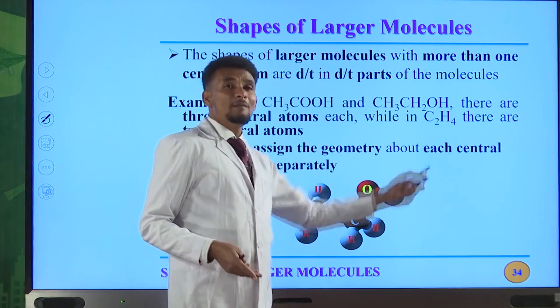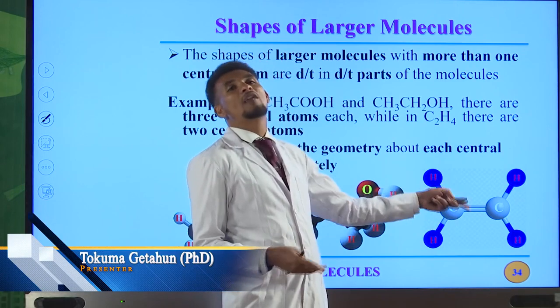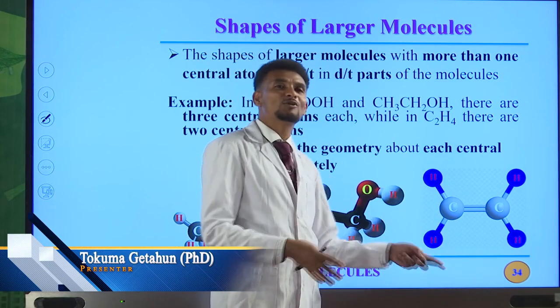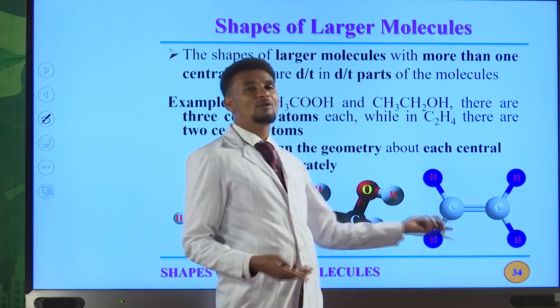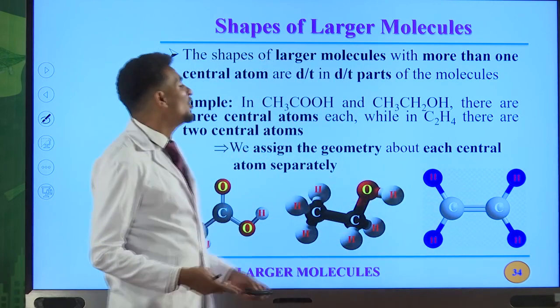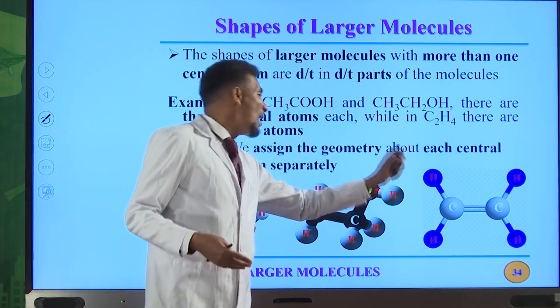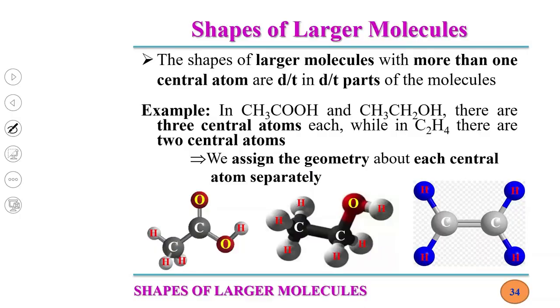For ethylene, the shape of this molecule at this carbon is trigonal planar. Its electronic geometry is also trigonal planar, and its molecular geometry is also trigonal planar. At this carbon center it is also trigonal planar. So we assign the geometry about each central atom separately for larger molecules.